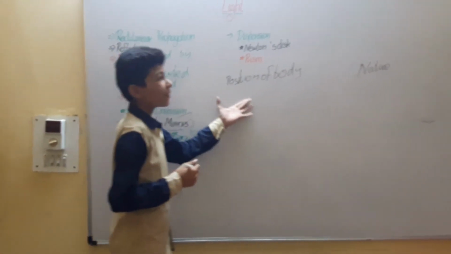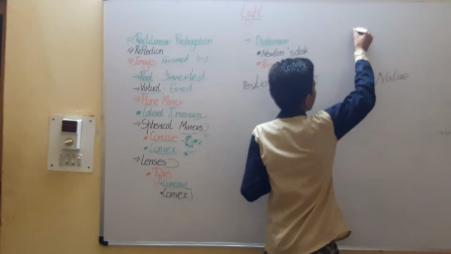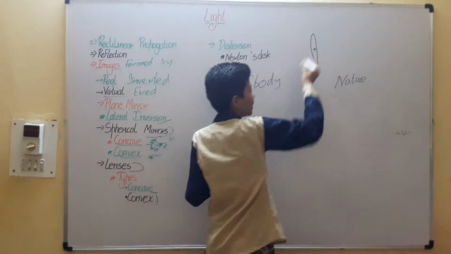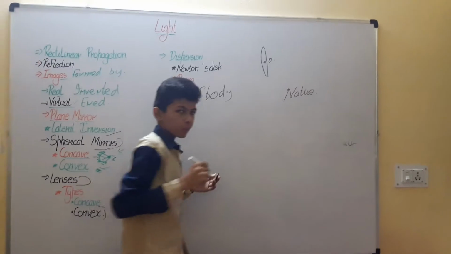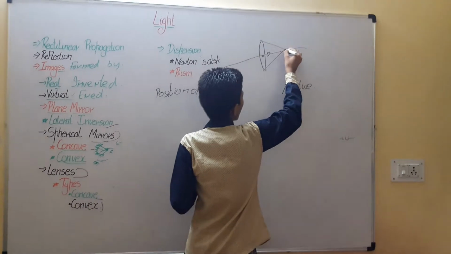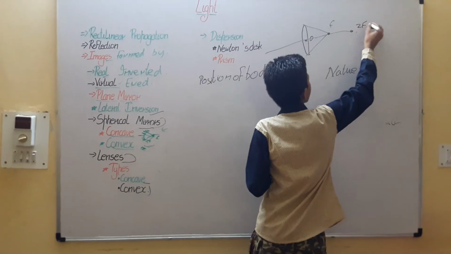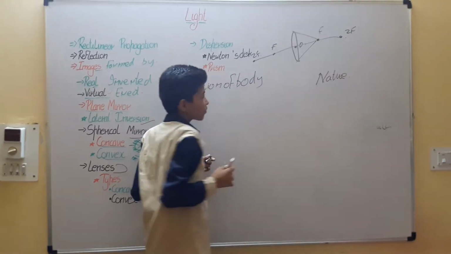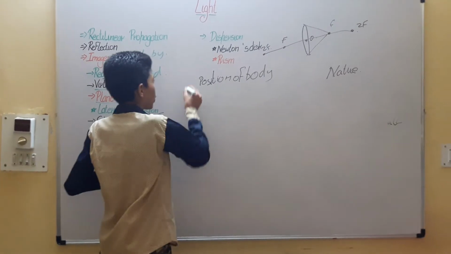So let's first learn about the different points or the different parts. When this lens has its center, it is called the optical center, which is also called O. And this is the principal axis, and where it has the most focus is called the focus, F, and double the focus is called 2F. From here also it would be 2F and 2F, F and 2F. So let's first learn about the convex.